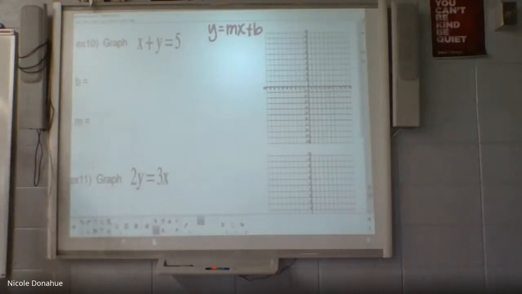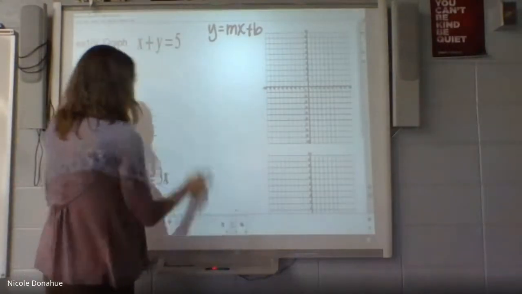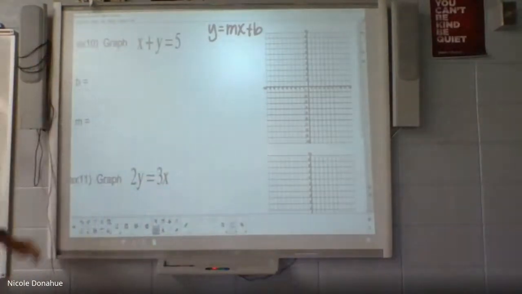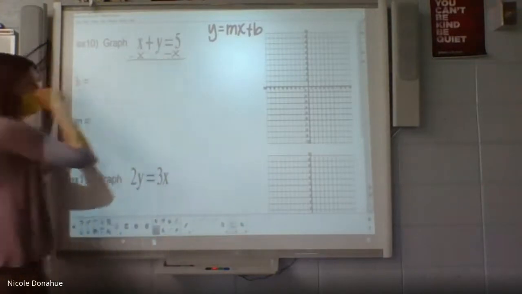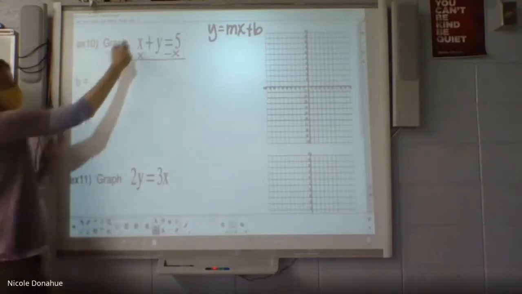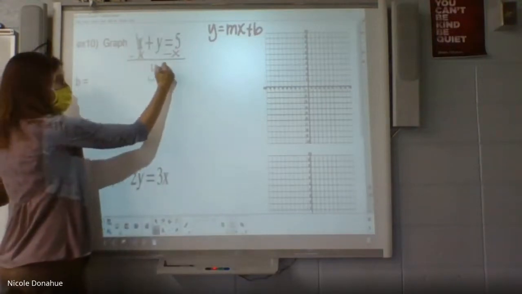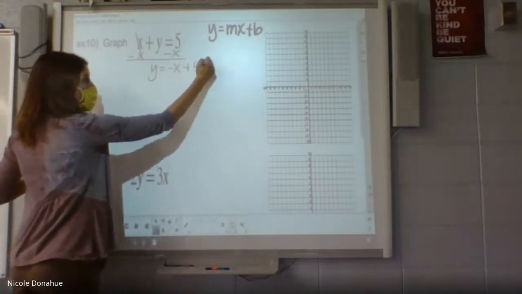Now, if I wanted to, I could graph by intercepts. This actually wouldn't be a very tough one to graph by intercepts, but we're practicing this. So let's practice graphing by slope intercept form. So we want to get the y alone. So what am I going to do? Subtract x. Now, I'm going to write it in a particular order on purpose so that it looks like that one up there. So this is gone. Y equals, so I'm going to put the negative x first, plus 5.